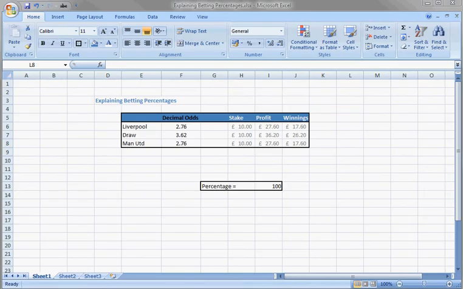So here we are in Excel, and we've got an example football match here. And the way we're going to approach this is the way that a bookmaker would approach pricing up an event. That's what we have to be. We have to be the bookmaker in this scenario.